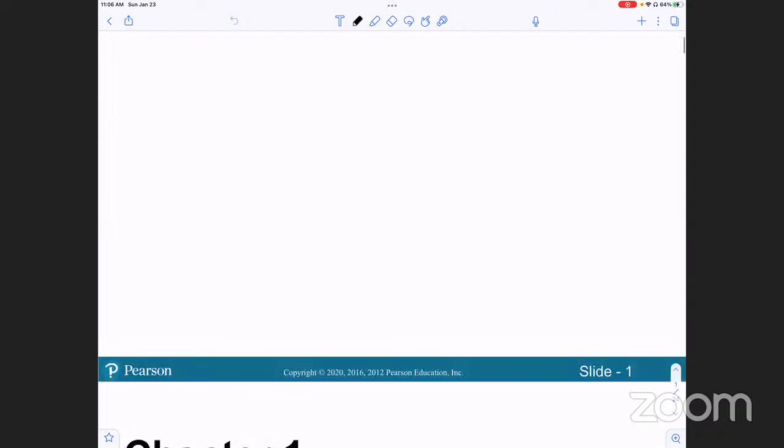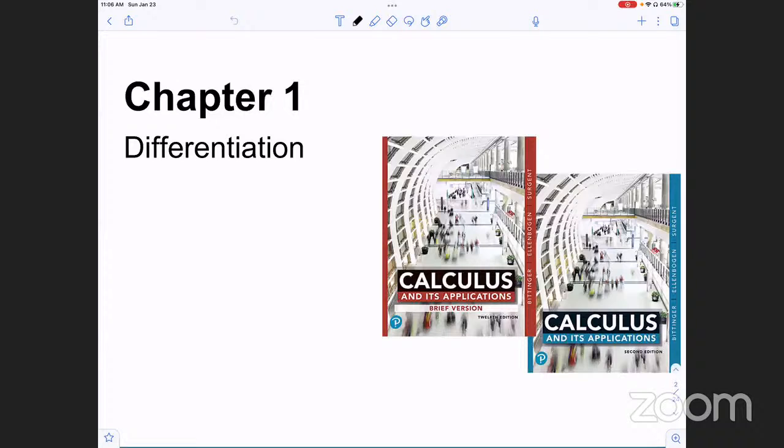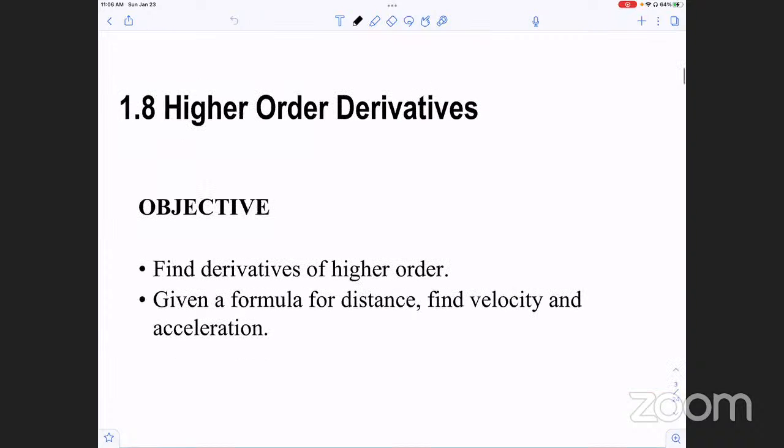And this serves as the last lecture for chapter 1, right? So we've been making our way through chapter 1 on differentiation. And so today we'll be looking at section 1.8, higher order derivatives, and a couple of objectives that we have. We'd like to find derivatives of higher order, and given a formula for distance, find velocity and acceleration.